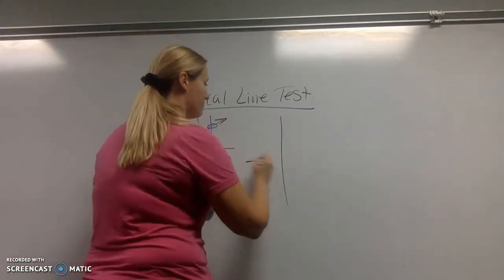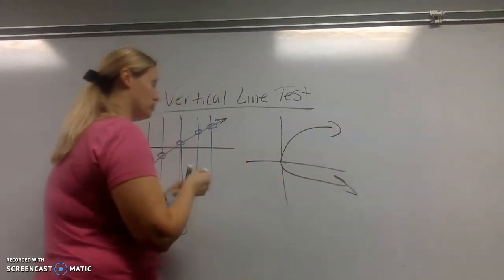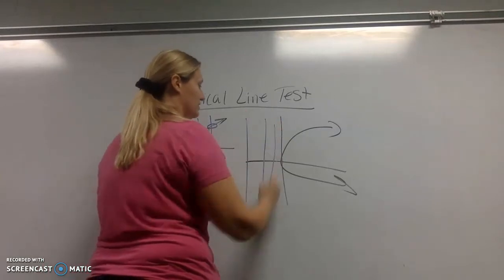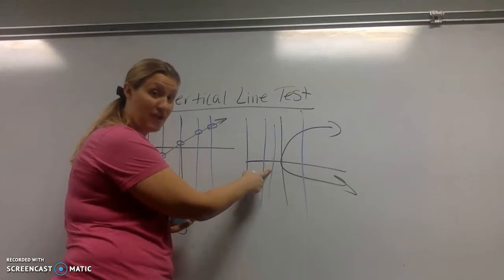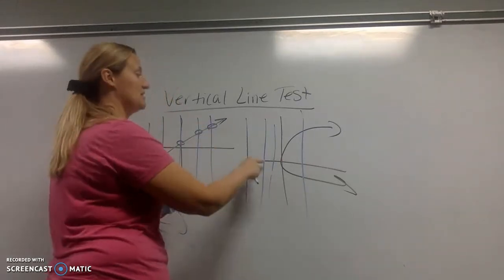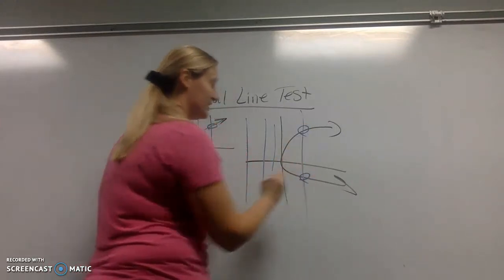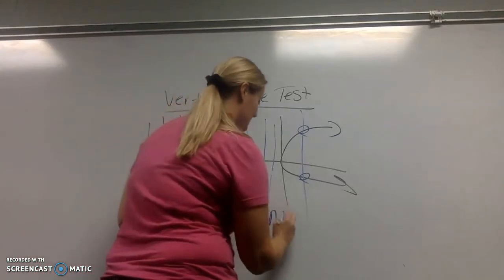If I have a graph like this, and I go to draw vertical lines, here those vertical lines are not touching my graph at all. That's not 1, that's 0 output. So that means it's not a function. And here it's touching my graph twice. So if it touches your graph more than once, that is not a function.